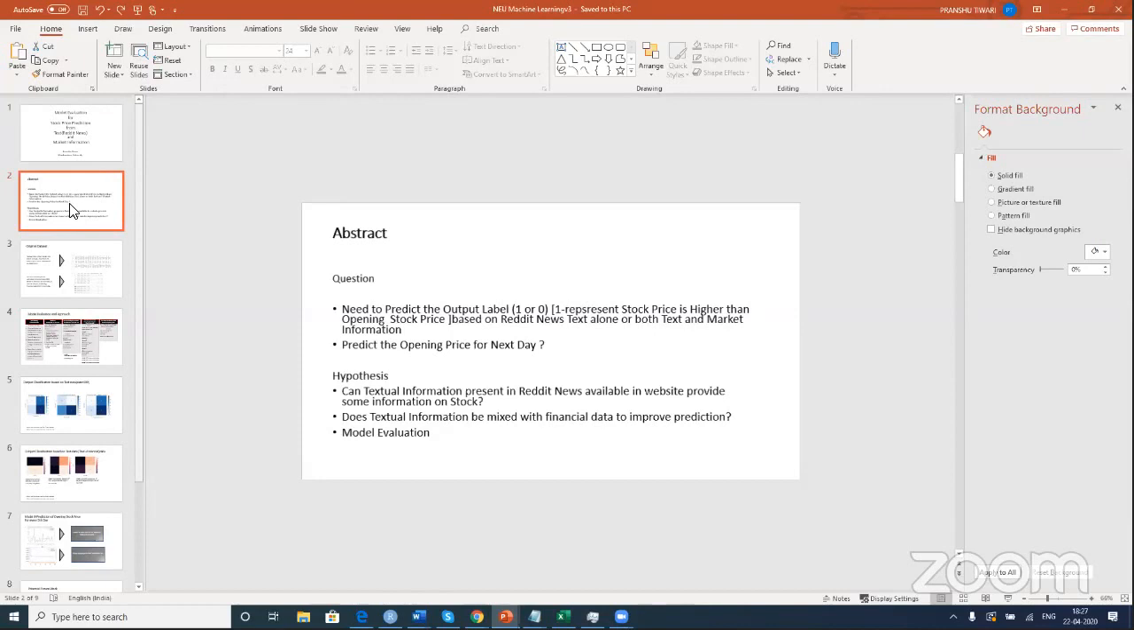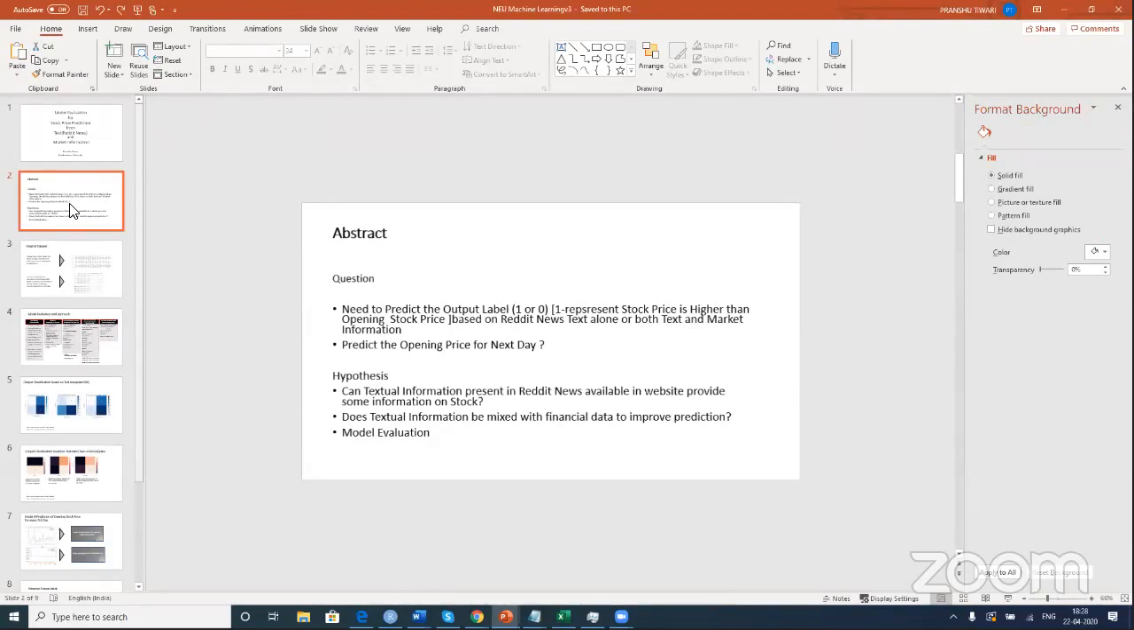Obviously, one is text, the news which has been flowing around, and the news came from Reddit news. My initial hypothesis was to only work on textual data. But then I realized that the stock is not just governed by the news of the day, it's also governed by the opening price before the market, and maybe both, or maybe just one of them. So I wanted to evaluate how much the textual information in the Reddit news contributes to the stock label prediction, and how much the market information on the opening price and the closing price predicts.